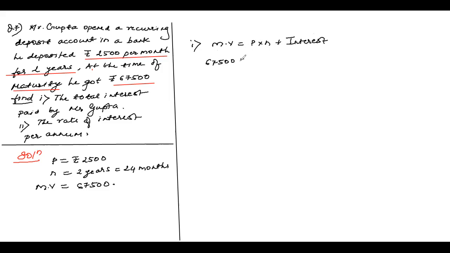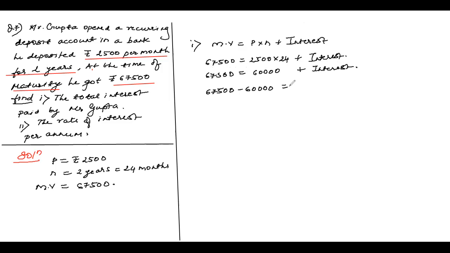67,500 is equal to P, how much? 2,500, multiplied by N, how many months? 24 months. Are you getting me here? Plus interest. So simple it has become. 67,500 is equal to 24 into 25, which is 600, and then these 2 zeros, so it becomes 60,000 plus interest. So 60,000 comes aside. 67,500 minus 60,000, you get your interest.